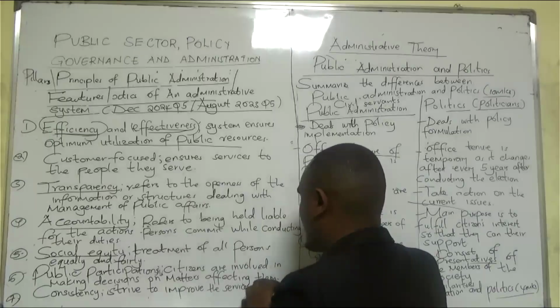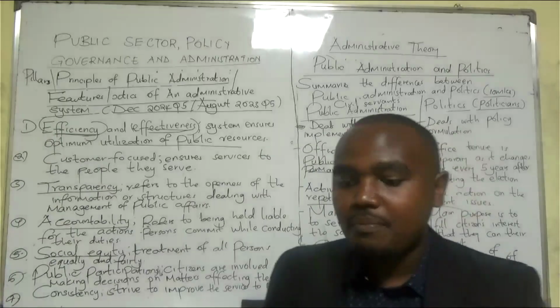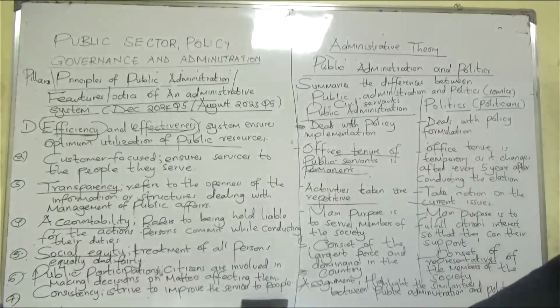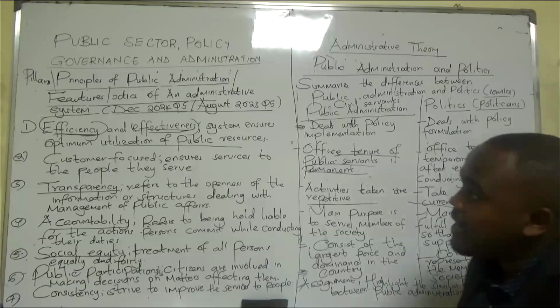You can also talk of economy. You can add another principle, economy. Cost must be minimized on matters concerning public administration. Cost must be minimized. Okay. That's all. So those are some of what we call the features of an administrative system.